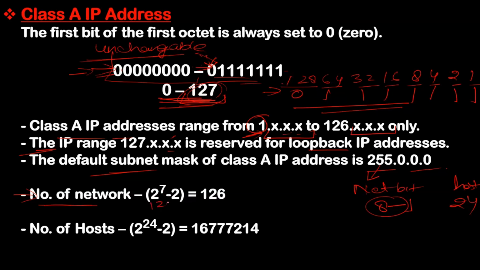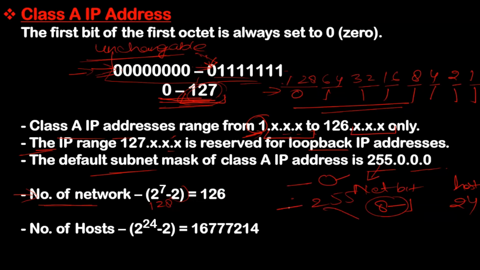If we calculate this, it will be 128 minus 2. Why this minus 2? As we discussed, for any network, 0 and 255 will not take part in any network, because 0 is reserved for the network ID and 255 is for the broadcast ID. So I just minus 2.